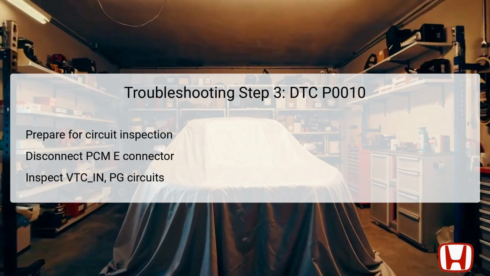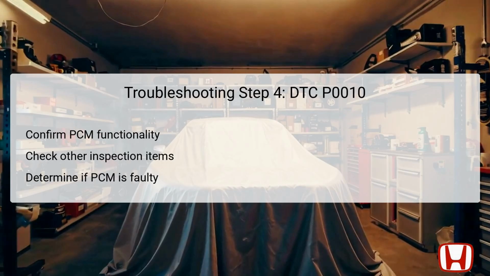The next part of the process entails inspecting the wiring of the VTC in and PG circuits for any open wires or shorts. A normal condition would show less than 1 ohm of resistance. Thus, if the readings are higher, or if there is a short to ground, further investigation into the wiring is essential to confirm the integrity of the circuit.